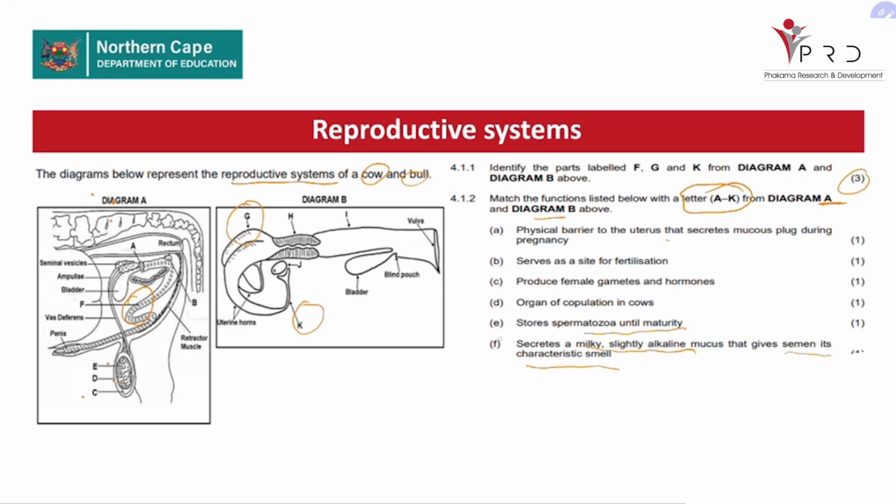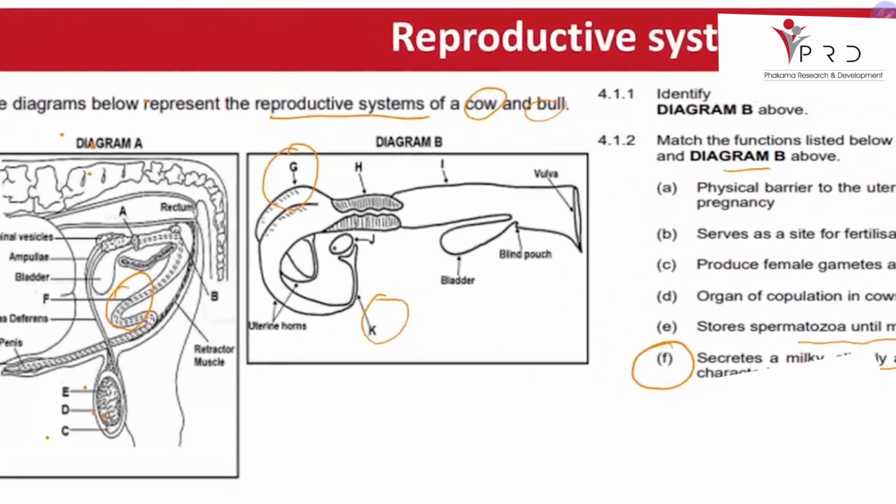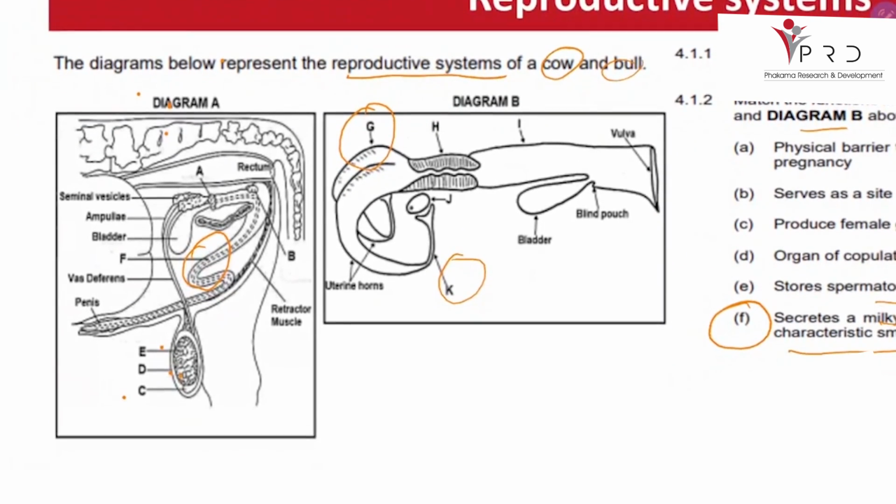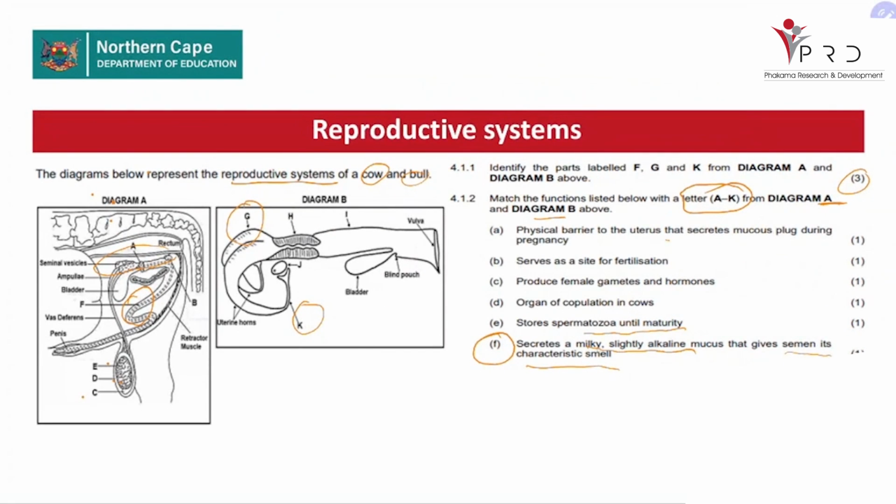So here it focuses on the accessory glands, and you have 3 accessory glands. The first one you are given on this diagram. The first one has got to do with the seminal vesicle, which is labeled, and A is not labeled and B is not labeled. So your number F focuses on this one. Which means your A is not given and B is not given. Then you are asked to indicate the one that is able to secrete milky, slightly alkaline mucus, which will give a characteristic smell. Then we are looking at A.